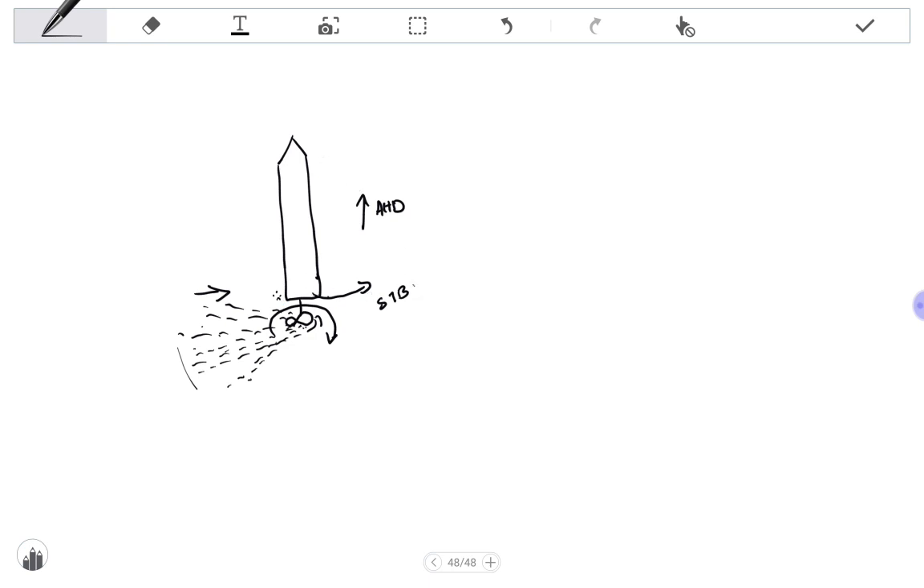If the stern is moving to starboard, obviously the bow will move to port. Okay, bow to port, stern to starboard. So this is in clockwise direction.